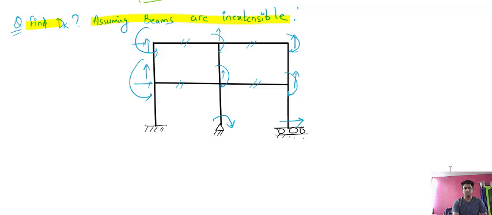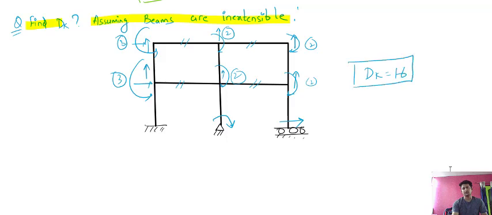So count the number of unrestrained displacements: that are 3, 3, 6, 2, 8, 2, 10, 2, 12, 2, 14, and 2, 16. So the value of dk will come out to be 16 here. Now we need to check it using the formulas.